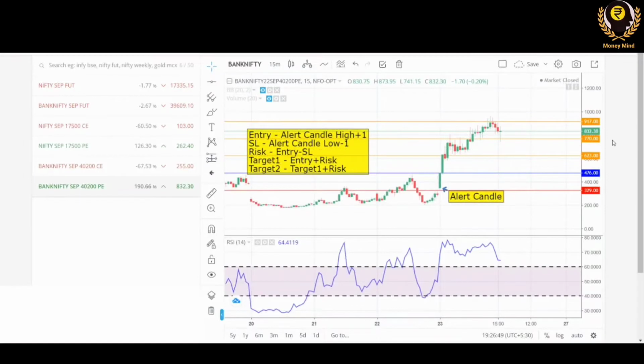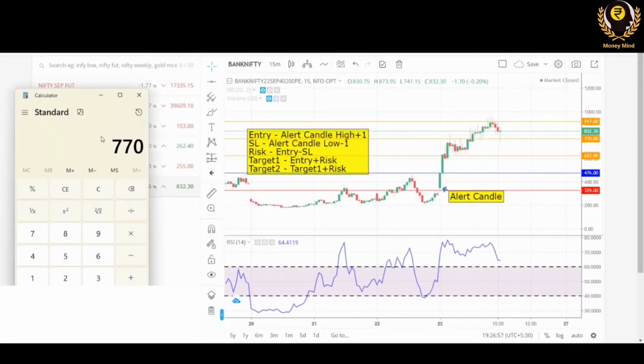So I exited at 770. My entry was at 476. 770 minus 476, that's 294. My risk was 147. That's a 2:1 risk reward ratio.